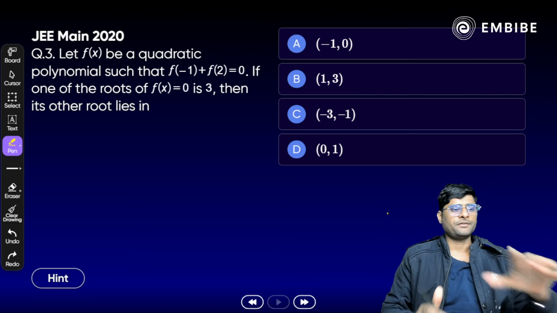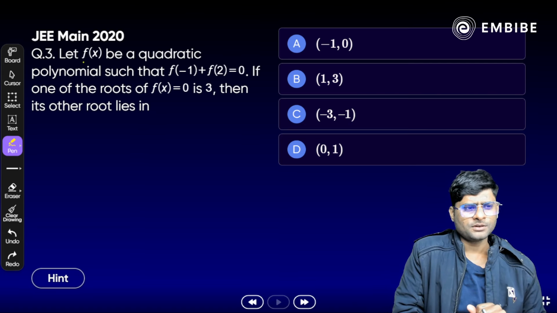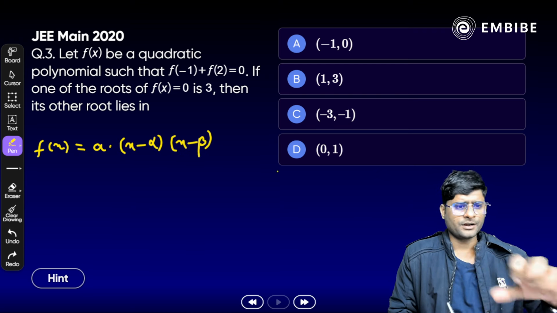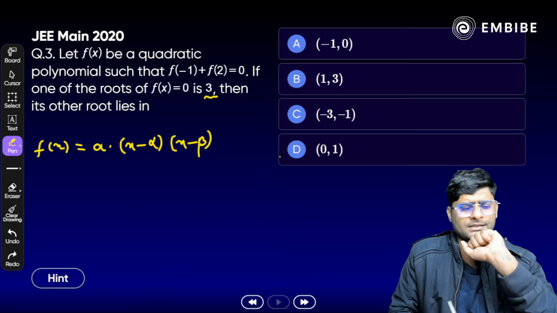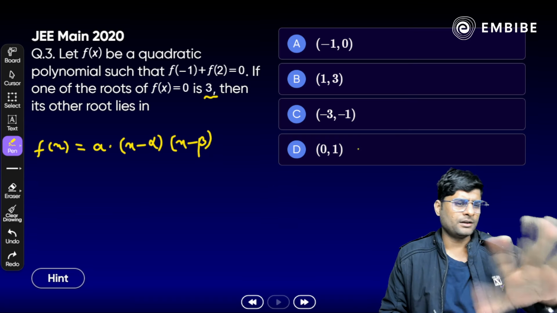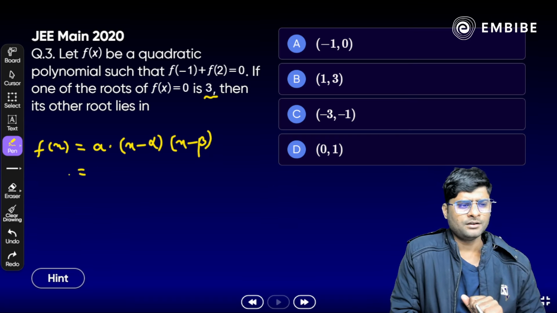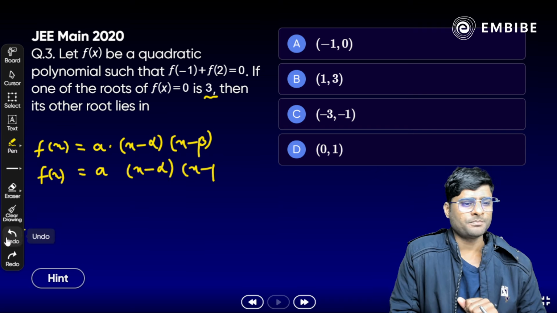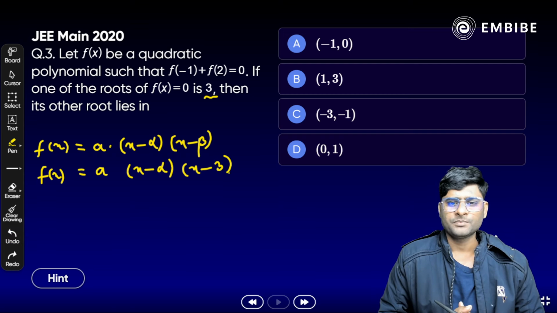Okay, let me solve. So first of all, we have to assume the quadratic equation f(x). f(x) is equal to, if you remember, constant times (x minus alpha)(x minus beta), where alpha and beta are the roots of the quadratic equation. One of the roots is already given as 3. You can assume either alpha or beta to be 3. So suppose for a moment beta is 3, we have f(x) equal to a times (x minus alpha) and (x minus beta). In place of beta, we have to replace 3. Clear?